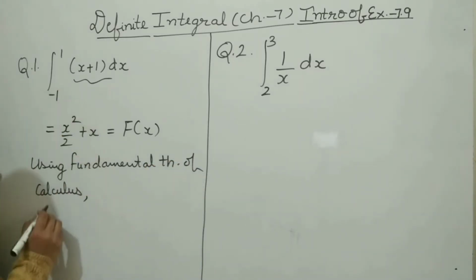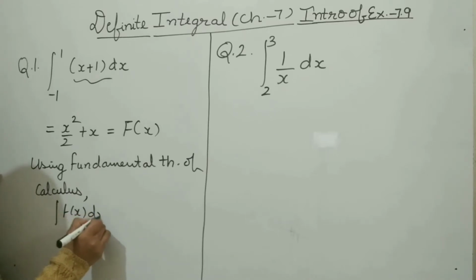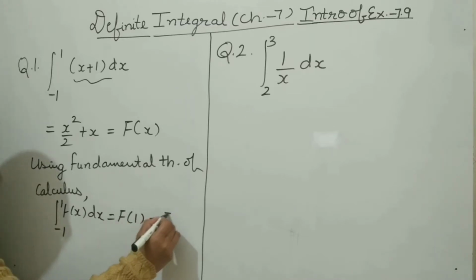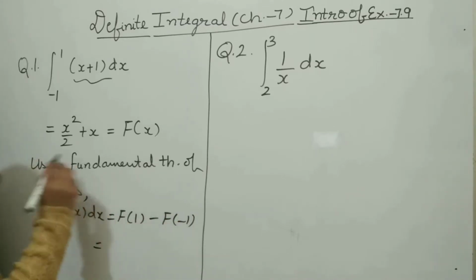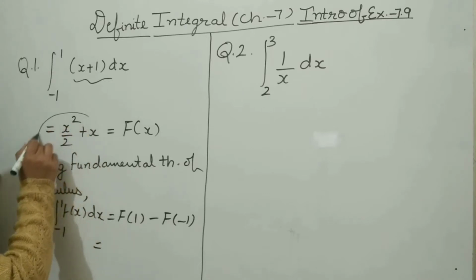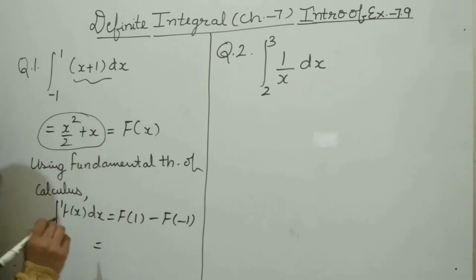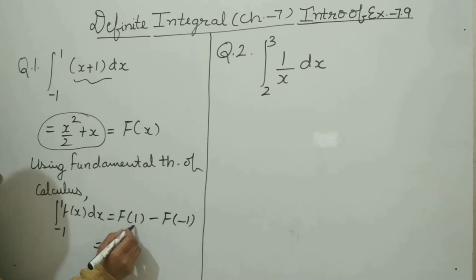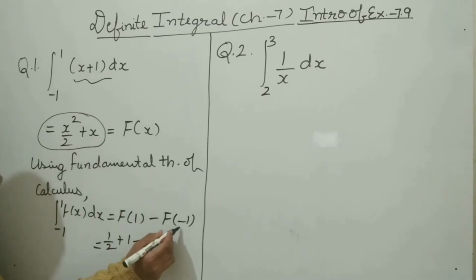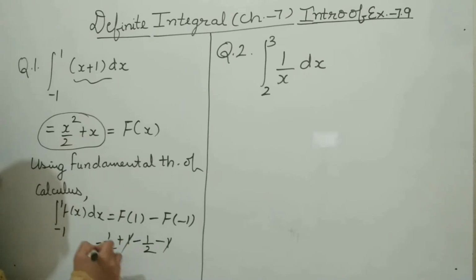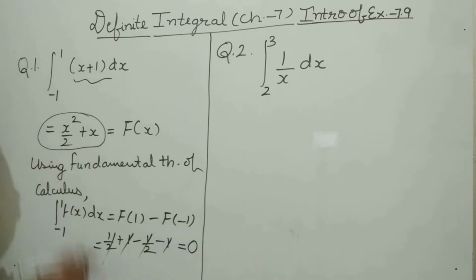Calculus, what will come is the complete integral f(x) dx from minus 1 to 1, means F(1) minus F(minus 1). Here you will substitute the values. Clear? Because this is your F(x) here. So answer comes out to be, first we take upper limit, means 1 by 2 plus 1, minus, then lower limit minus 1. Minus 1 square is 1 and this is minus 1. So minus 1 to 1 cancel out and half with minus half. So answer comes out to be 0 for question number 1.